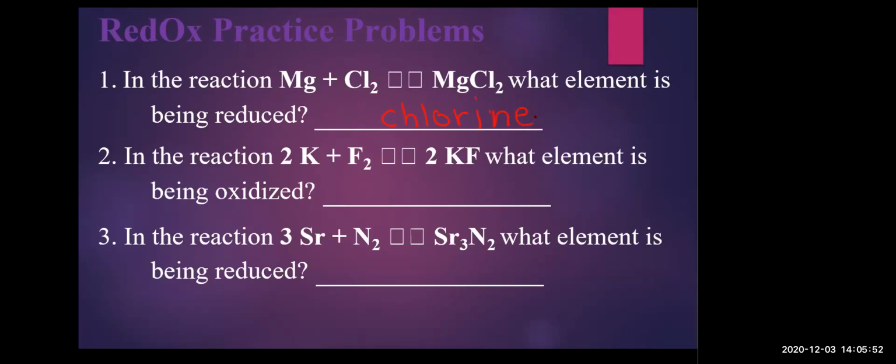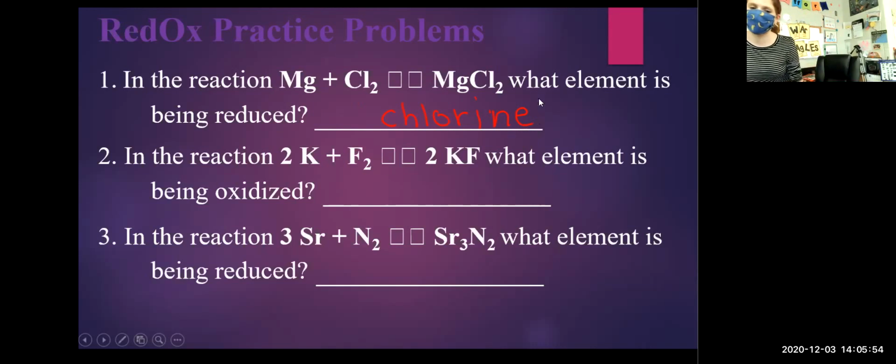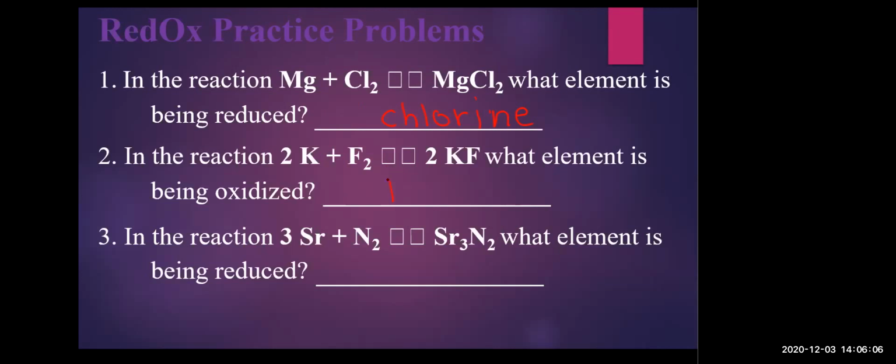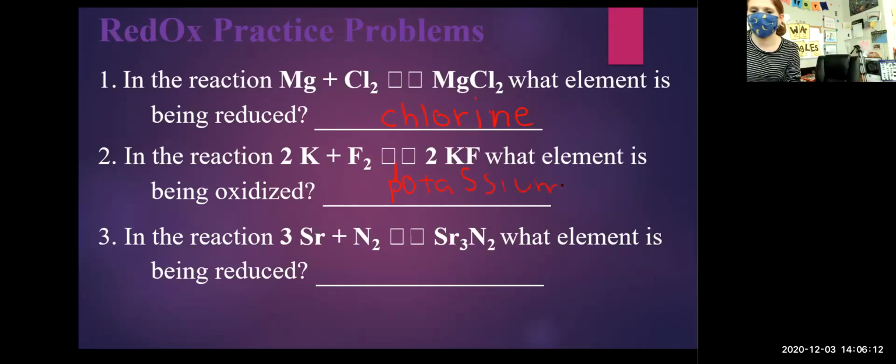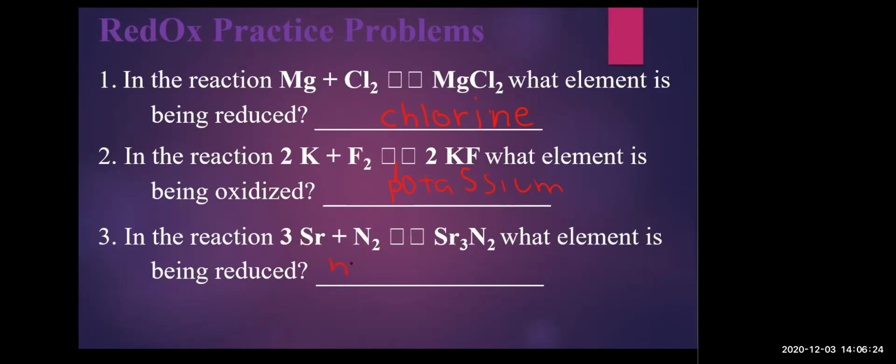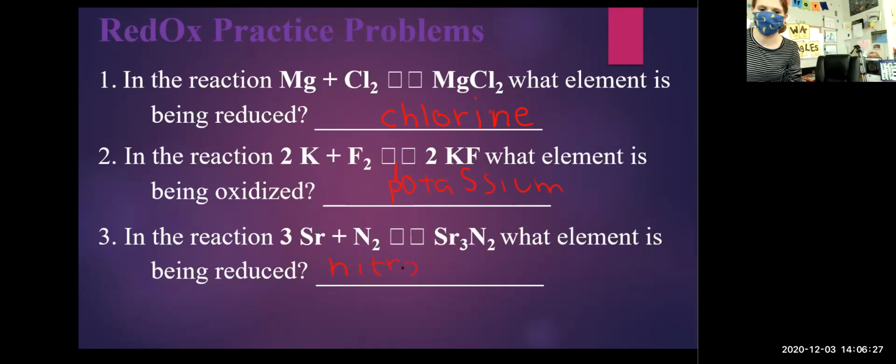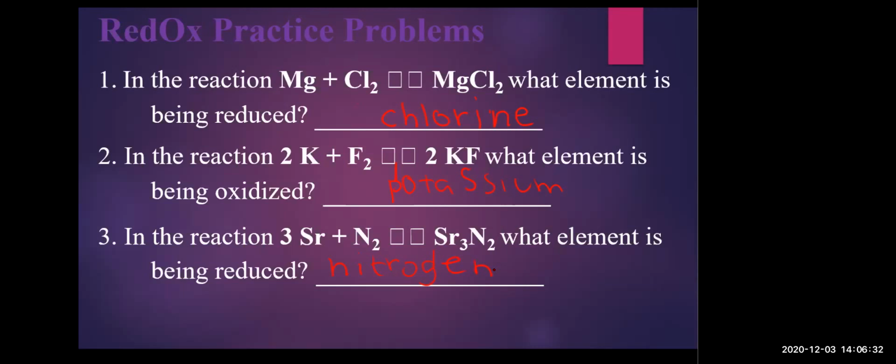Okay, once again, metals get oxidized, non-metals get reduced. Which one's the metal in potassium and fluorine? Potassium. So potassium is the one getting oxidized. Okay. Once again, metals get oxidized, non-metals get reduced. So which one's the non-metal? Strontium or nitrogen? Nitrogen. It is nitrogen. Nitrogen is a non-metal. Okay.